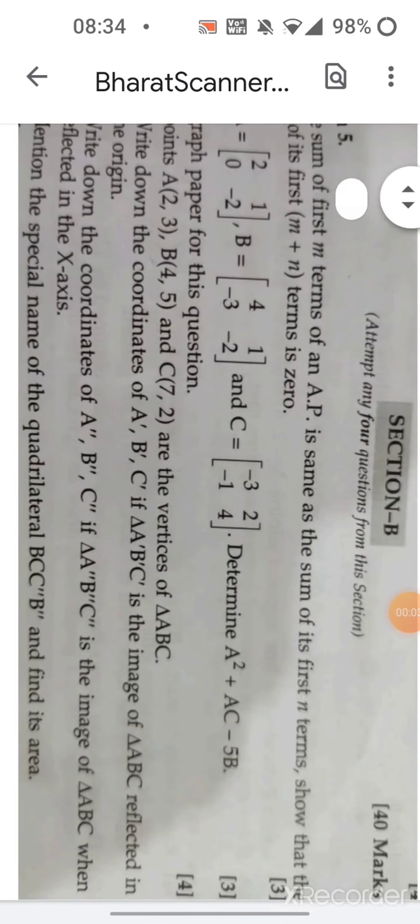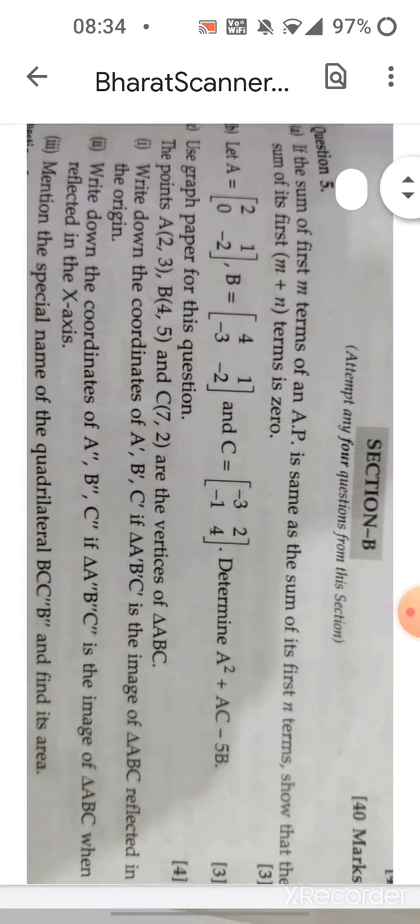This is section B of your first model paper. Now, this section B also contains 40 marks. Here in this section, we have question 5 to question 11. It means 7 questions from which you have to select any 4, and you have to solve any 4 questions out of the 7 questions.